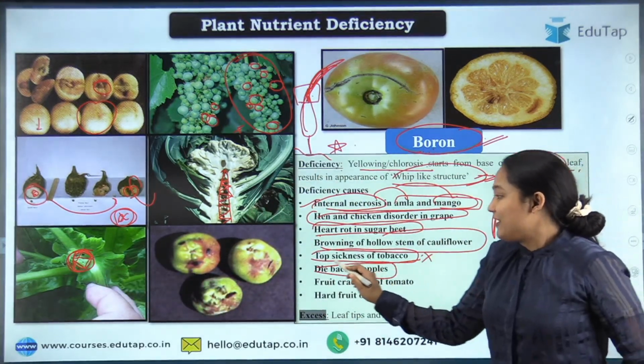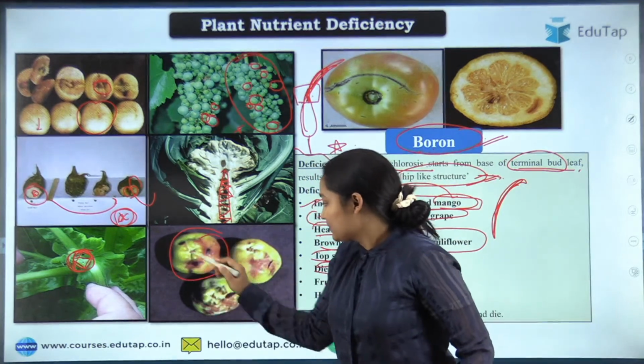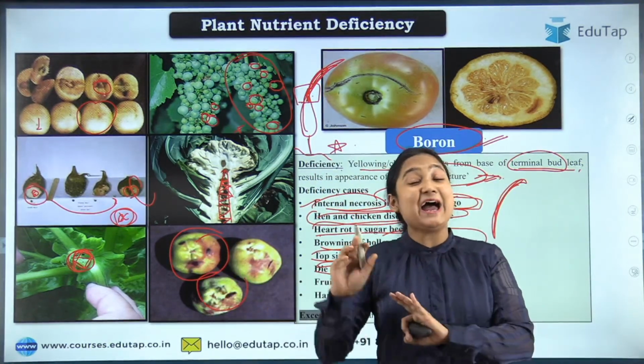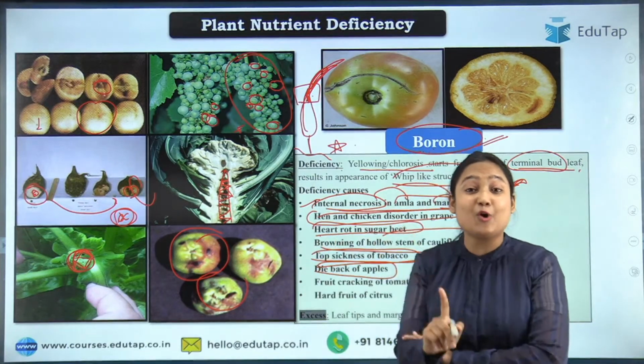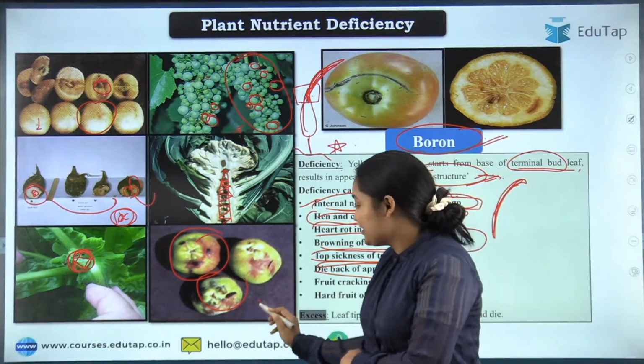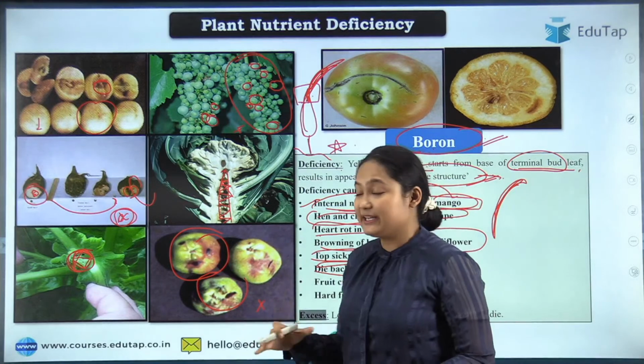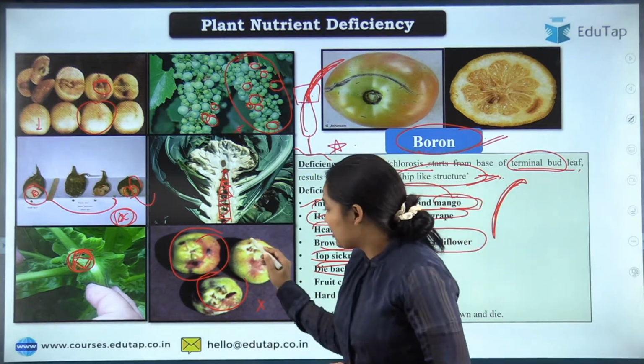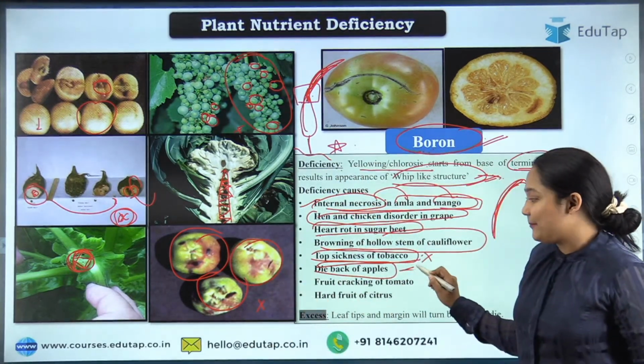Then dieback of apple. See, this is your apple. It doesn't seem like an apple, I know, and it is due to boron deficiency. Either boron is absent or it is not present in the optimum quantity, because of which dieback of apple happens.